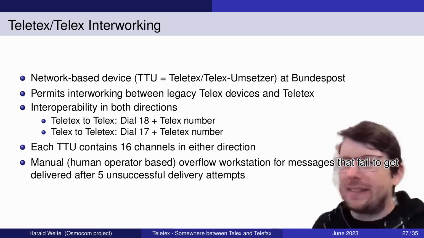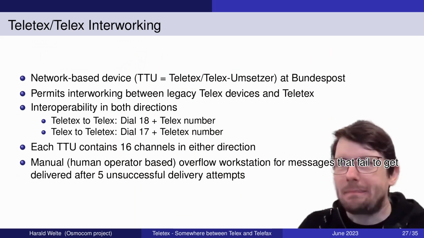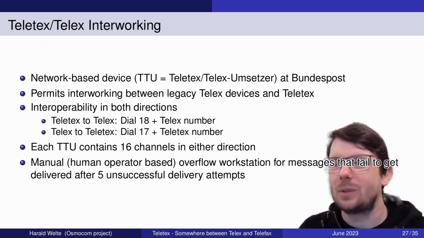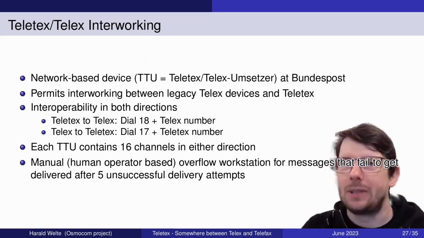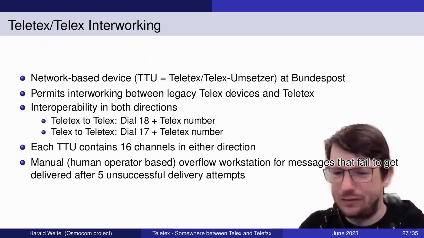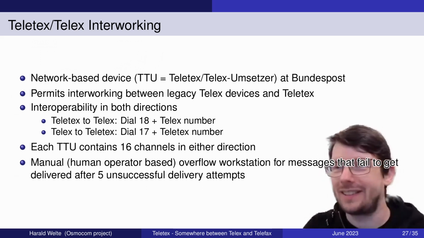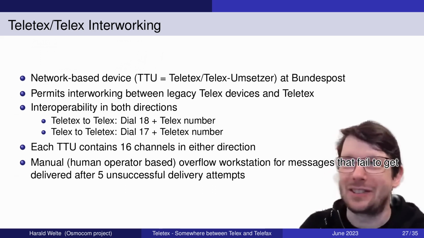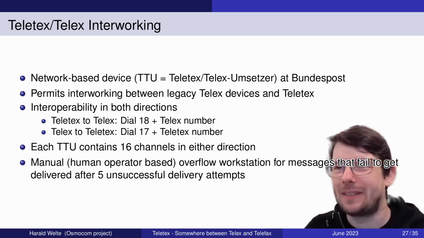Yeah, so then one topic is Teletex Telex interworking, which was a network-based device called TTU, Teletex Umsetzer at Deutsche Bundespost, which permits interworking between legacy Telex devices and Teletex. Legacy Telex, of course, is the 50 bit per second asynchronous service with current loop interface and God knows what. And Teletex being this modern synchronous 2400 BPS system, so there had to be a lot of adaptation in between.